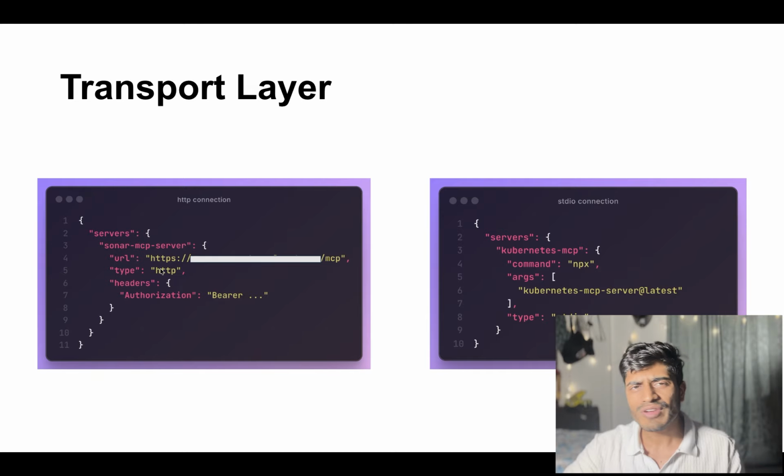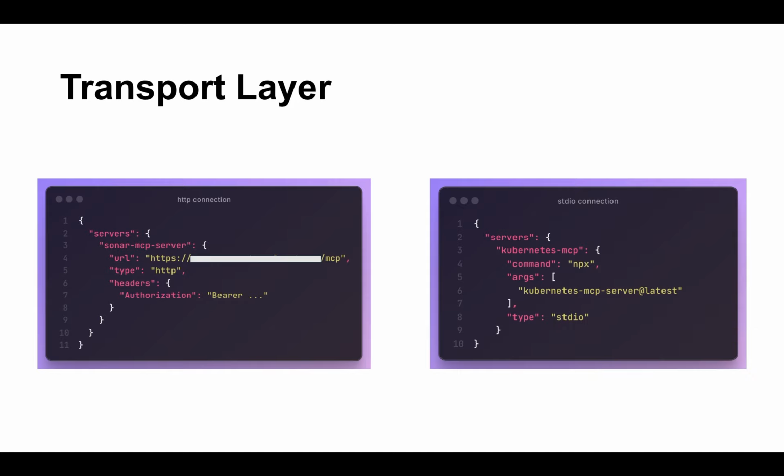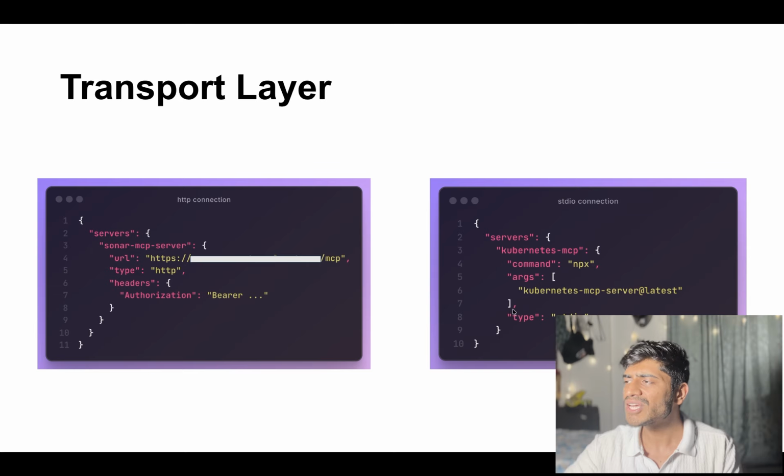Now, when you go ahead with the standard input output based connection, you can simply define the command, right? For example, in this case, I'm defining the command as npx, and I'm passing the arguments here. And then I have to define the type as standard input output, stdio. Once you define this, your MCP clients can use this configuration and connect to the MCP server. So in the standard input output example that I've shown here, your MCP client is going to run this command and try to connect to the MCP server. So this is what is happening here.